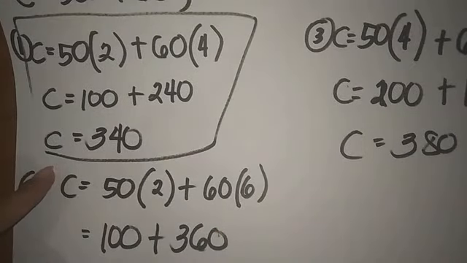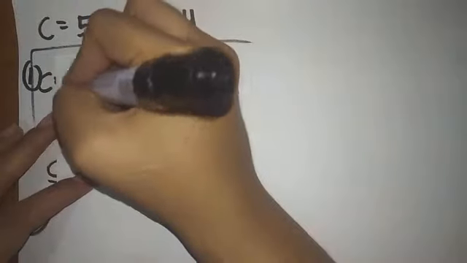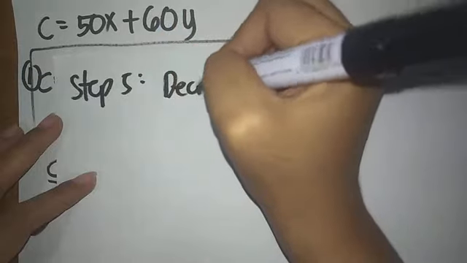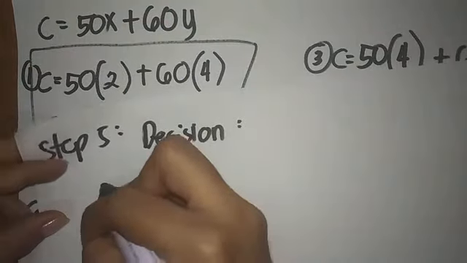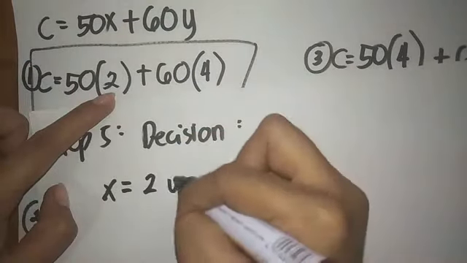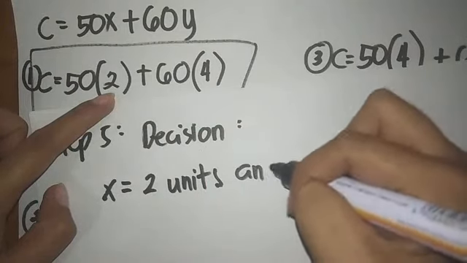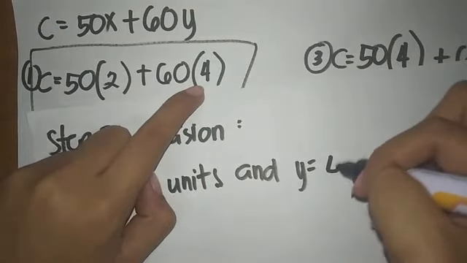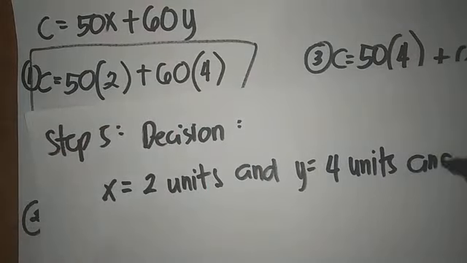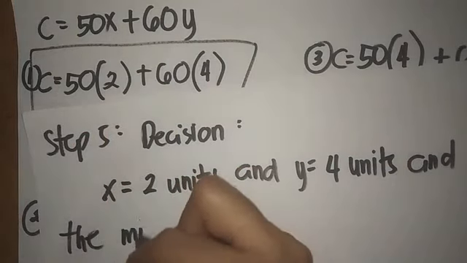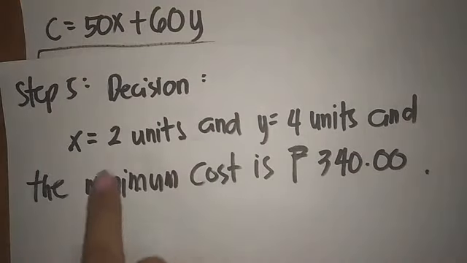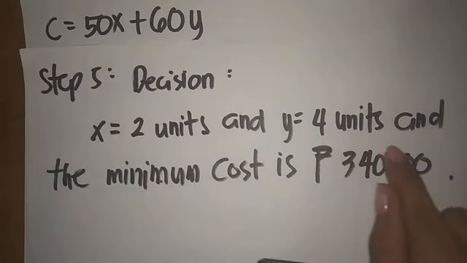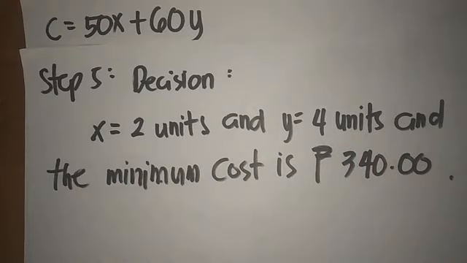So, let's go to the decision. The decision in the last step, step 5: therefore, x is equal to 2 units and y is equal to 4 units, and the minimum cost is 340 pesos. And that's all for minimization.